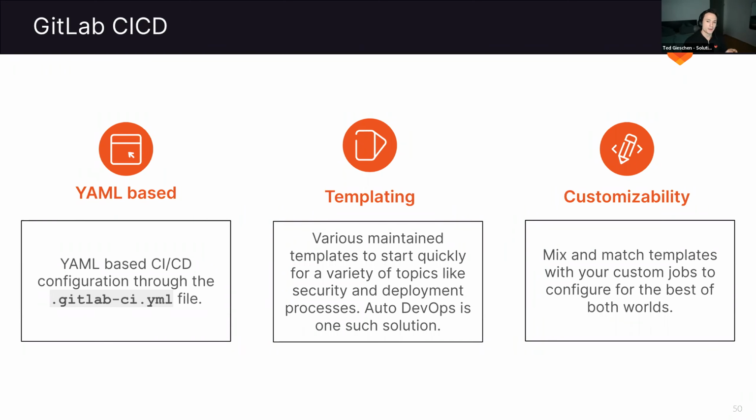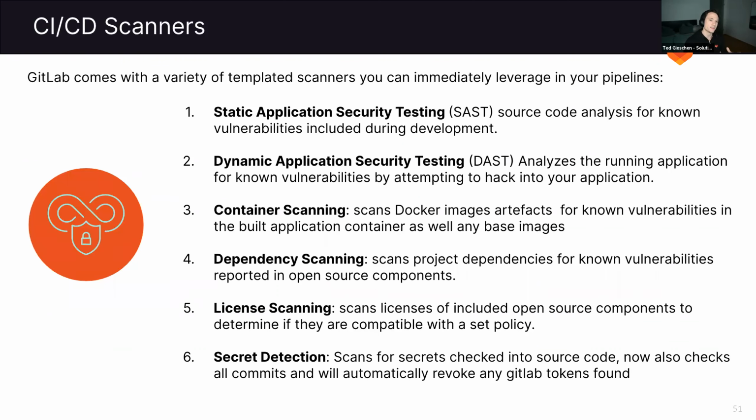So now that we're on the topic of templates, let's take a look at some of the templates and scanners that GitLab can offer. Here are just 6 examples, but starting off, we have static application security testing, or SAST. The idea here is that we analyze your source code for known vulnerabilities that were introduced during the development process. Dynamic application security testing, or DAST, will analyze a running application for vulnerabilities by attempting to hack into your application. GitLab also offers container scanning, which scans your Docker image artifacts for vulnerabilities in built application containers and any base images.